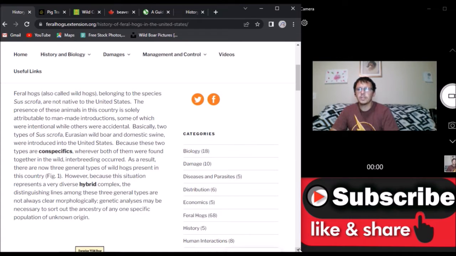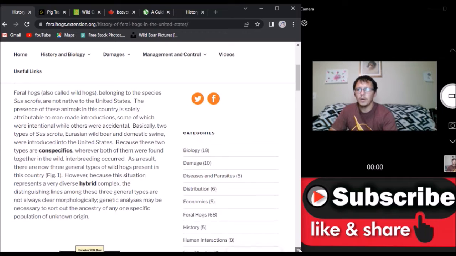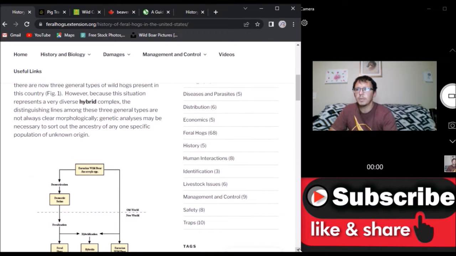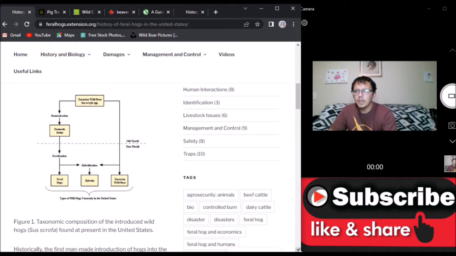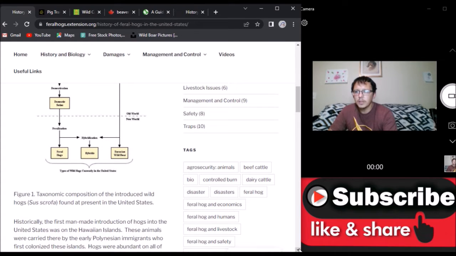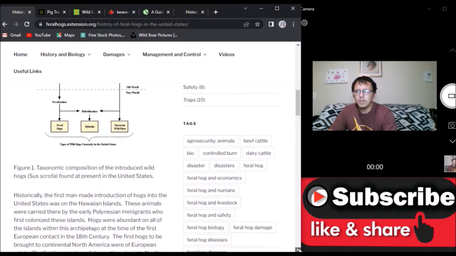Wherever both of them were found together in the wild, interbreeding occurred. As a result, there are now 3 general types of wild hogs present in the country. However, because this situation represents a very diverse hybrid complex, the distinguishing lines amongst these 3 general types are not always clear. Morphologically, genetic analysis may be necessary to sort out the ancestry of any one specific population of unknown origin. Okay, so feral hogs, hybrids, Eurasian wild boar.